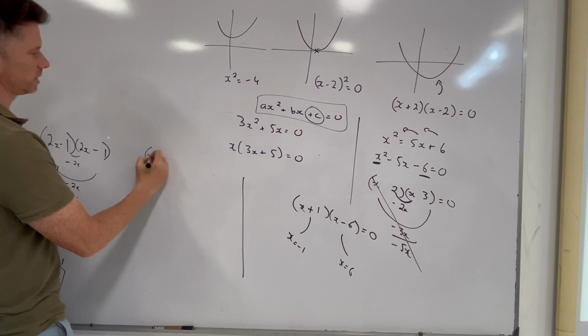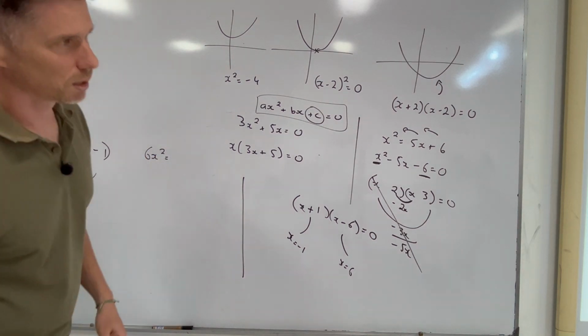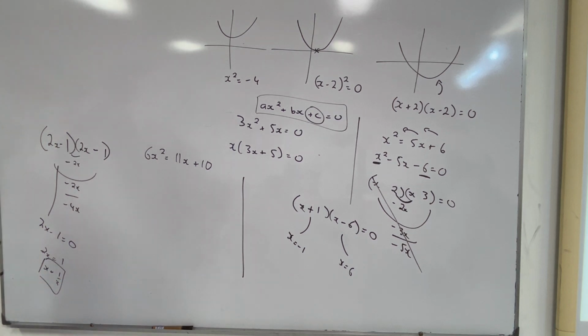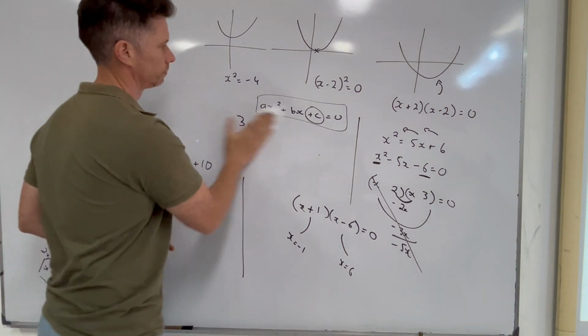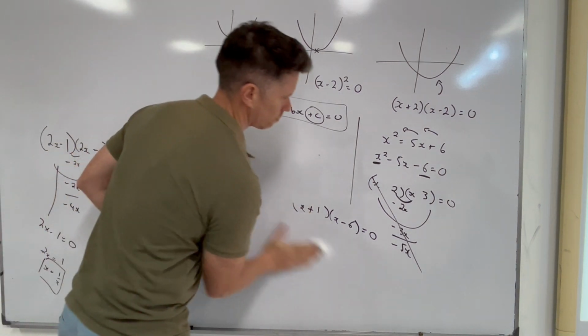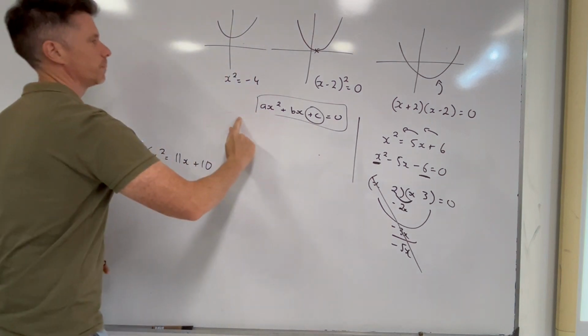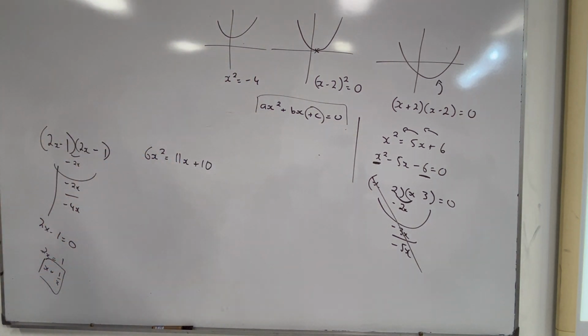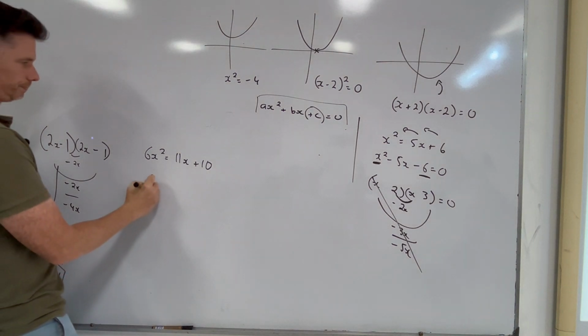We have 6x squared is equal to 11x plus 10. Try and beat me on this one if you want. I'll pause for a second, and then I will do it. So remember, my starting point is to get it into this general form here. So that's my first thing I'm going to do. I'm going to bring everything to the left-hand side of the equals.